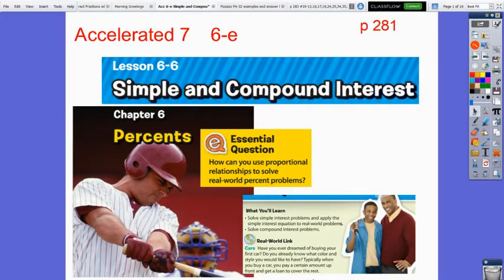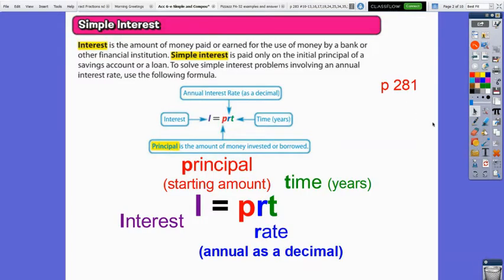Mr. Riley here with the final topic in our percents unit, and that is on simple and compound interest. Very important topic for finances in the future. So we showed you a couple of videos about how simple interest works for loans and for savings accounts. So we'll just quickly go over the vocabulary here, starting on page 281 in your book.